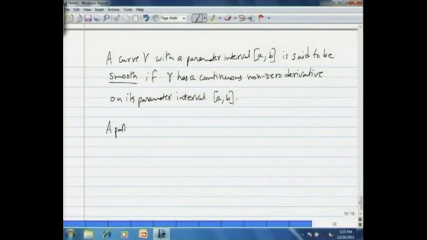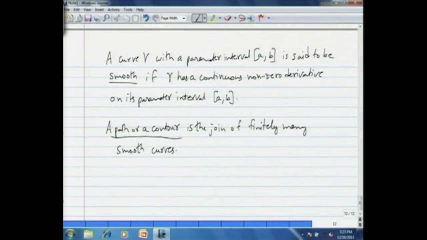And then we will define a path or a contour now. So at last we have reached where we wanted to be. A path or a contour is the join of finitely many smooth curves. So a contour is essentially the join of finitely many smooth curves.